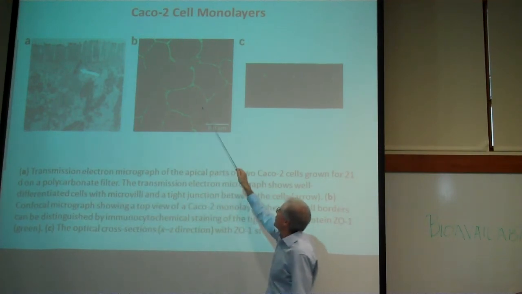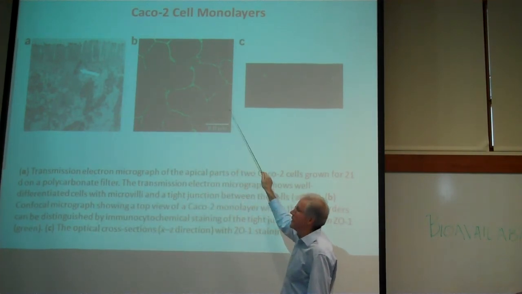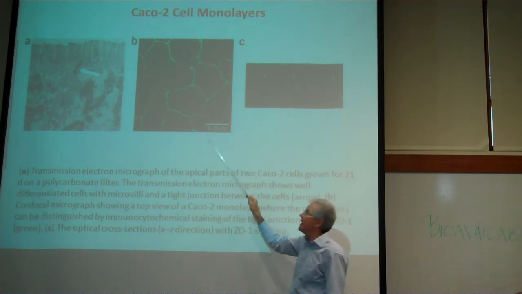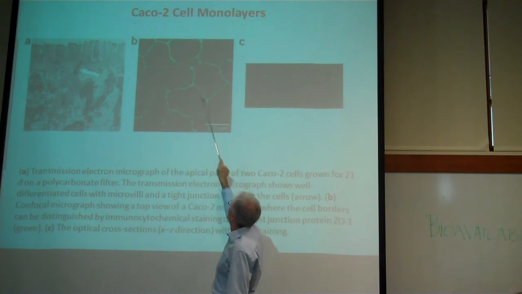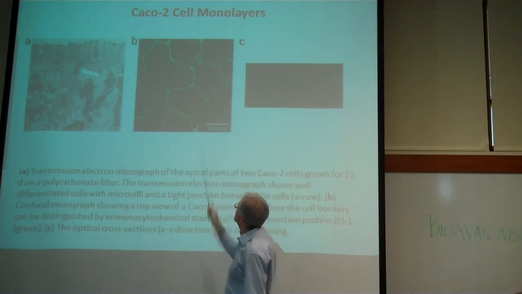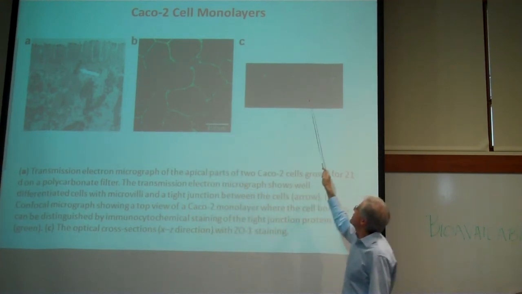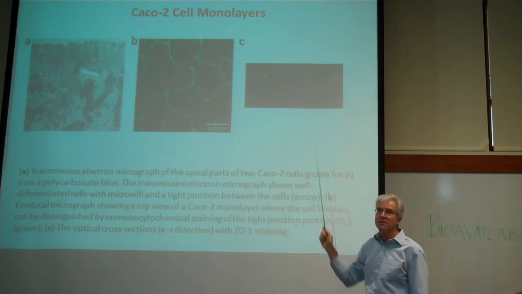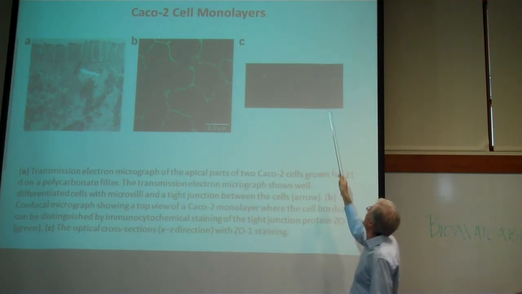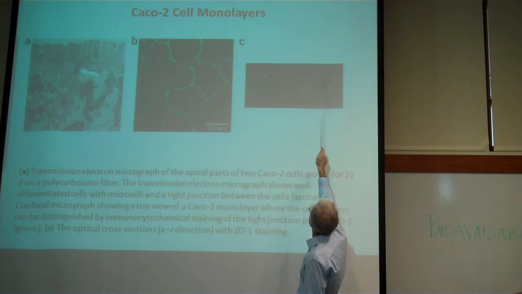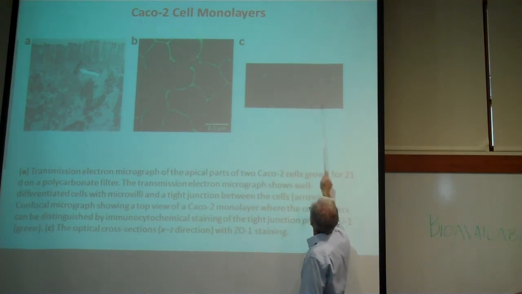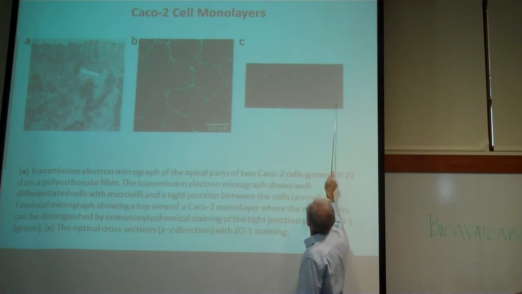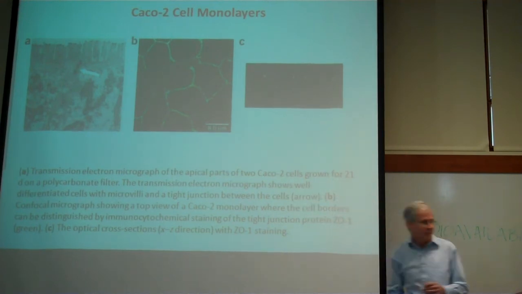Here is a vertical view from the top using immunocytochemically stained cells. And so here's the actual cells, and this lighter green area are the tight junctions between the cells. Here's a cross-section, again using immunocytochemical staining, and we see the apical surface, the finger-like projections here, and the other surface, the basal surface, is right down along here, very simple.